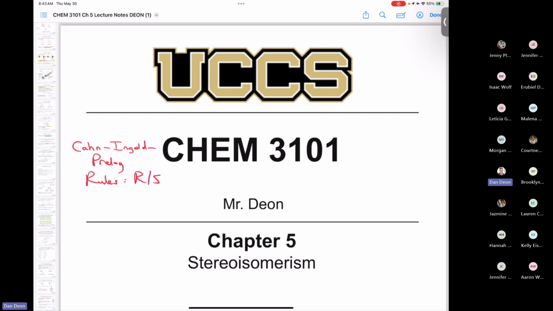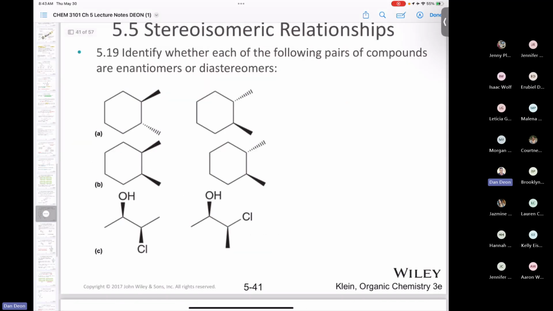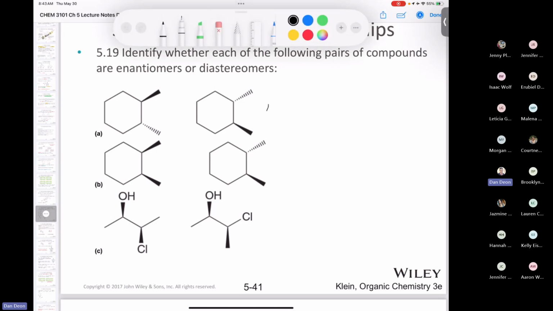Let me find the question again, now that I lost it. Okay, so what did I say? We said that these two are enantiomers. We said these two are diastereomers. This is an R stereocenter. This is R, and this is S. And so these are diastereomers as well. But again, either treatment works. Okay, either way is going to work.